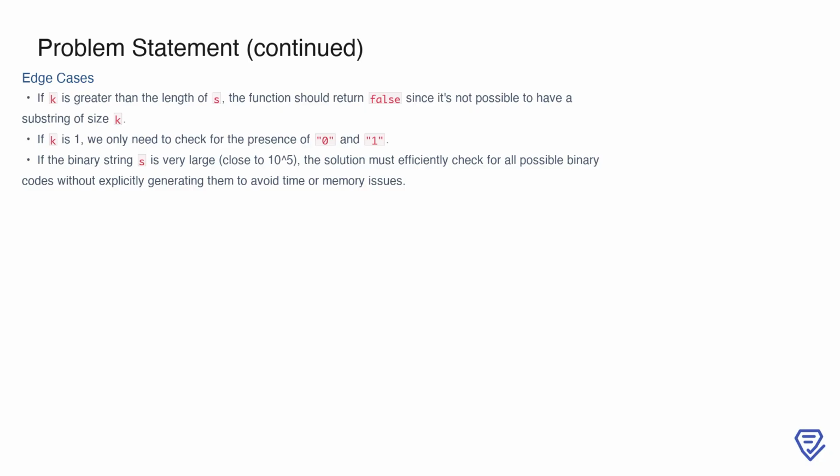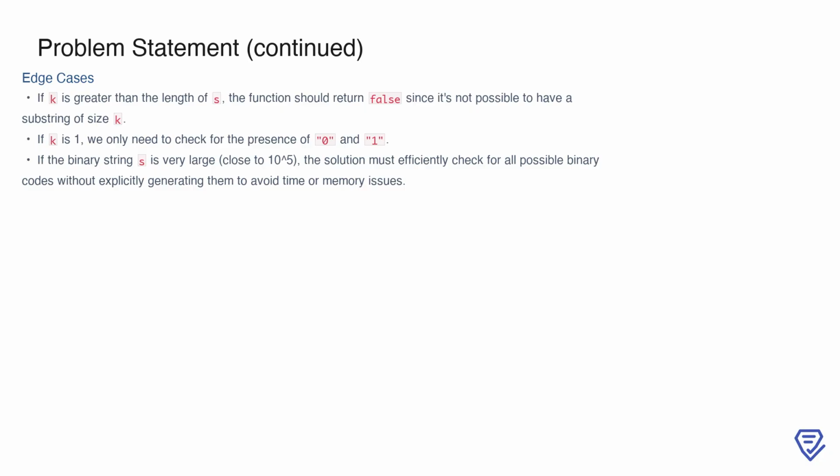Now let's consider some edge cases. If the value of k is greater than the length of the string s, it's impossible to find any substring of size k, so the function should return false. If k is 1, we only need to check for the presence of 0 and 1, which is straightforward. Finally, when the length of s is very large, close to 10 to the power of 5, the solution must handle this efficiently. This means we should avoid explicitly generating all possible binary codes of size k, as this could be computationally expensive. Instead, the algorithm needs to be optimized to check for the presence of these codes in a more efficient manner.